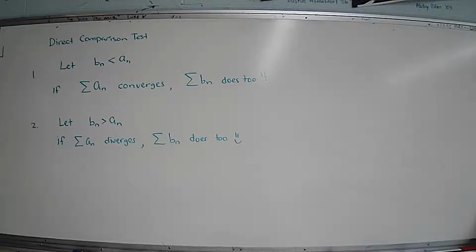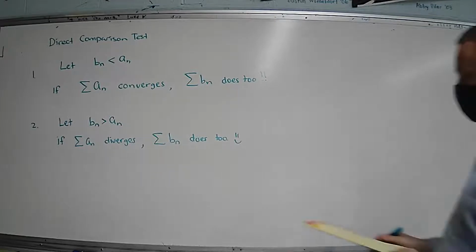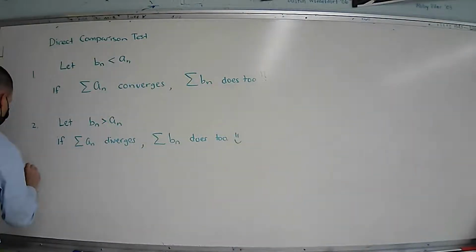If you say that you're less than a known diverger, that doesn't really tell you anything. You might still diverge or you might converge. You don't know. And similarly, if you say that you're greater than a known converger, that doesn't really tell you anything because you still might converge or you still might diverge. All right? So let's look at a couple examples of these, just sort of how it looks.